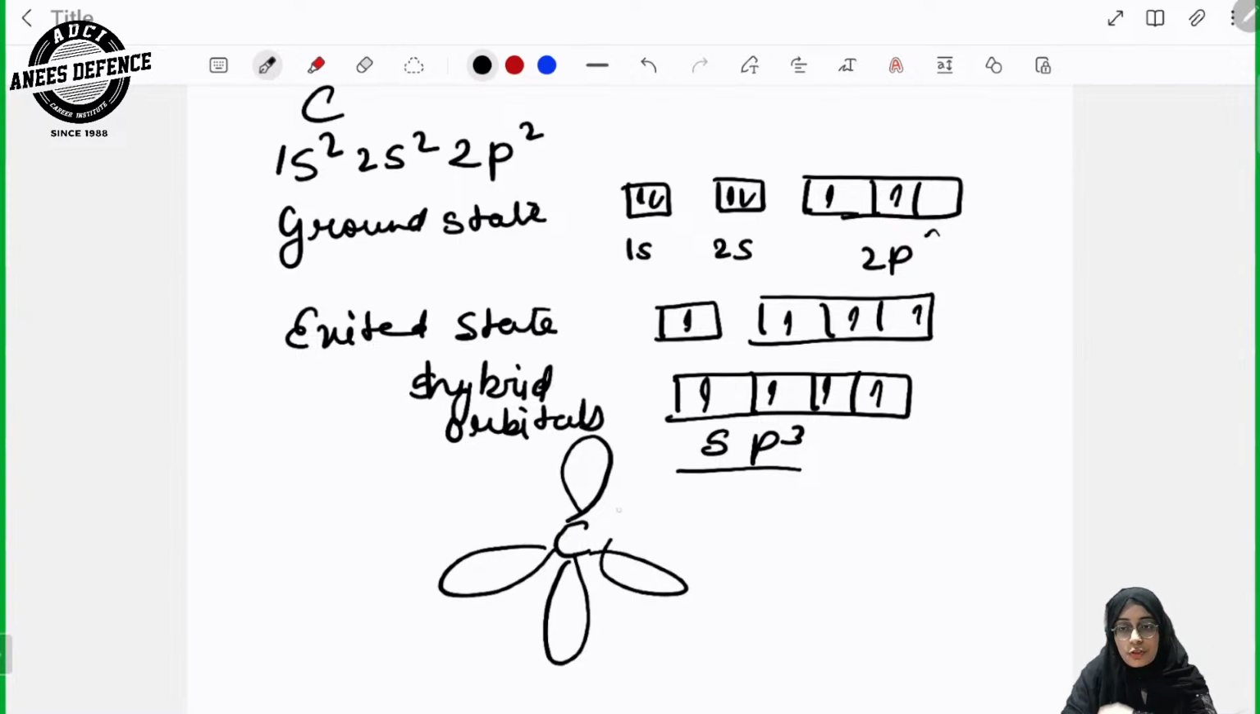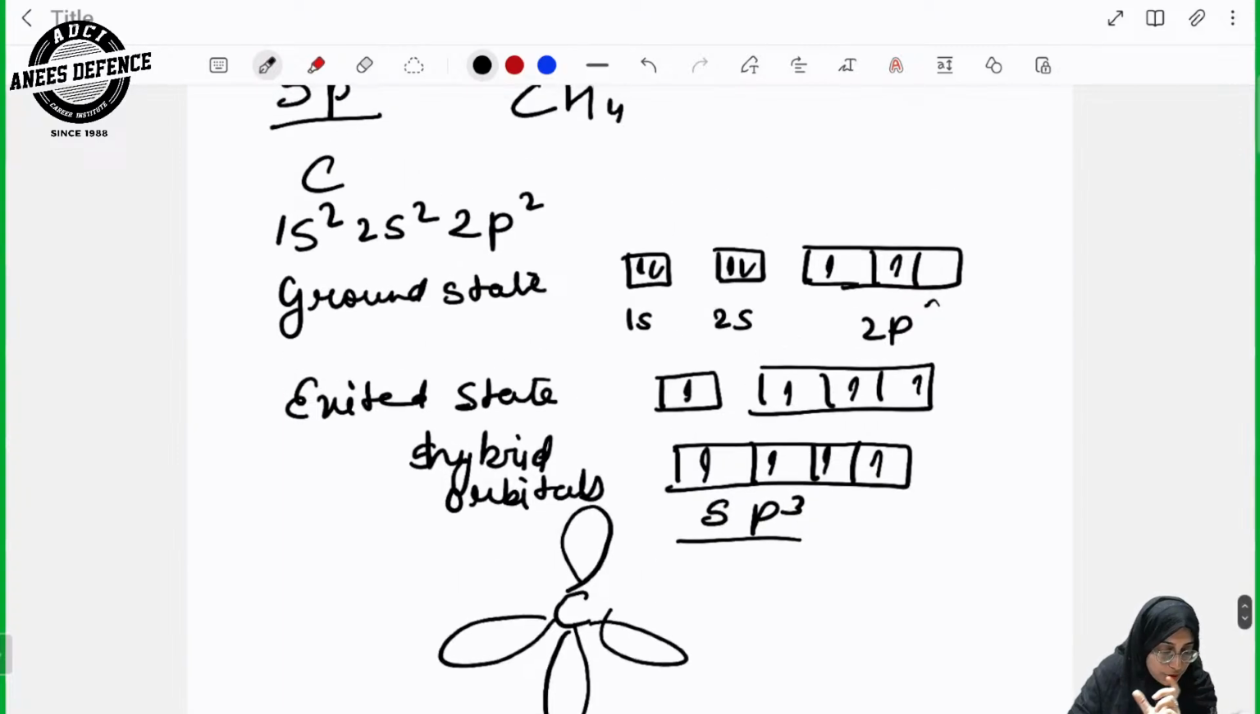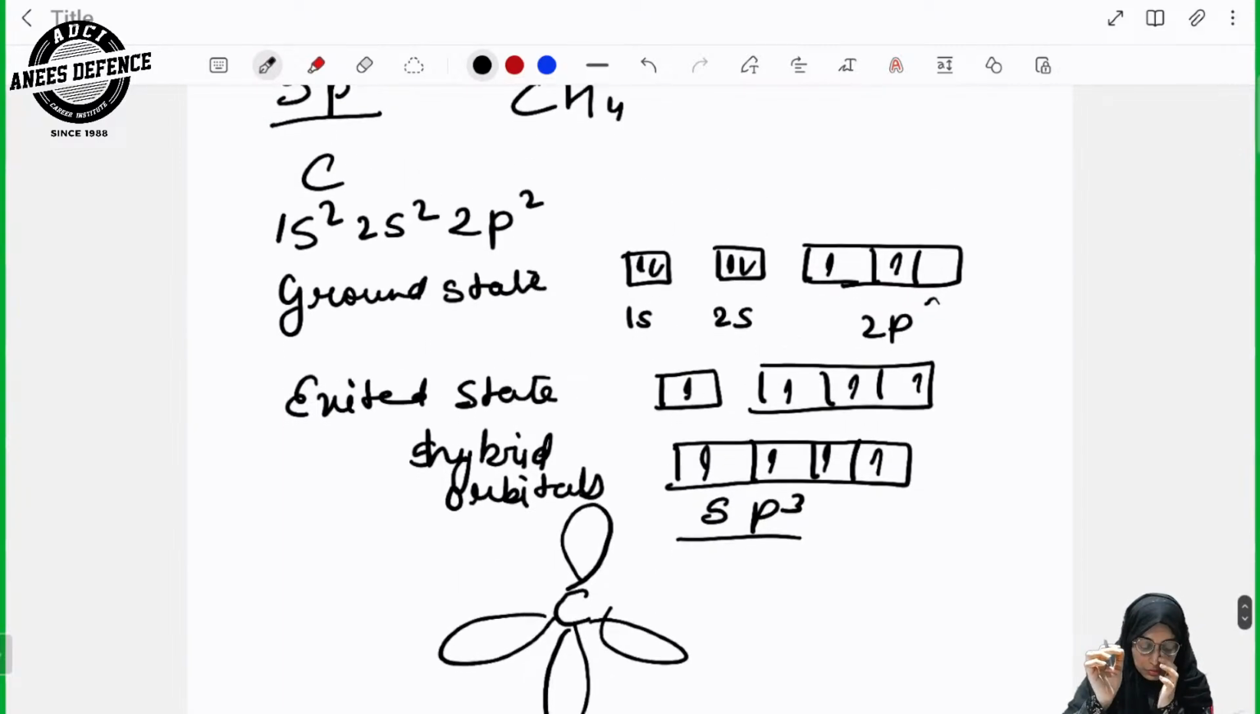The hybrid orbitals are always shown by two lobes, one bigger lobe and one smaller lobe. Lobe means this. Showing this indicates that hybridization has been done. The smaller lobe is not shown everywhere, so there is no need to show it.